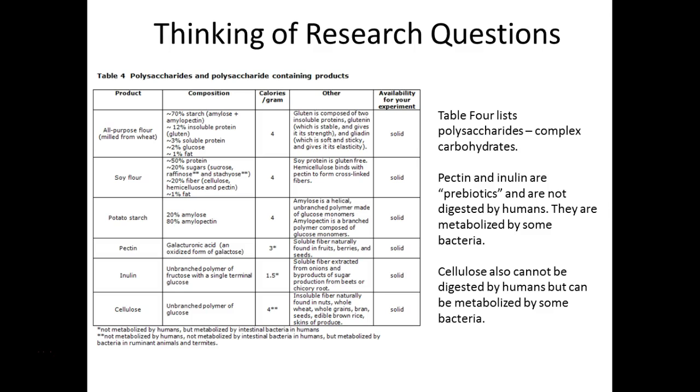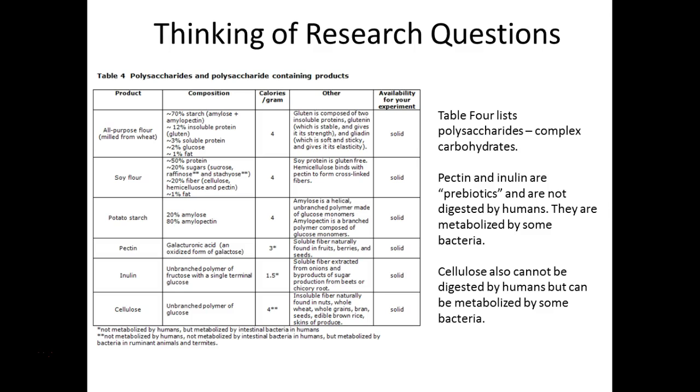Pectin is a soluble fiber. It has galacturonic acid. This is an oxidized form of galactose, which is a monosaccharide. Then there's inulin, and the inulin is a prebiotic, also as pectin, a prebiotic. So these are not digested by humans, but they are metabolized by some bacteria.